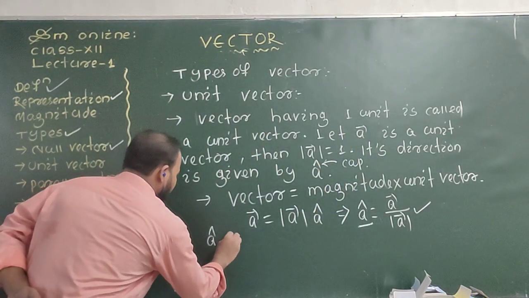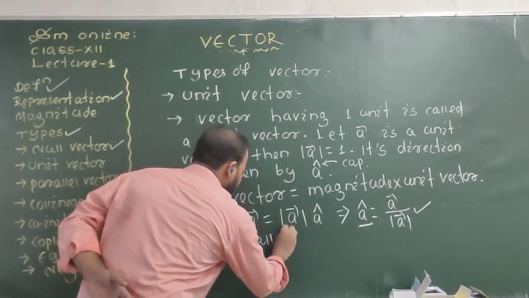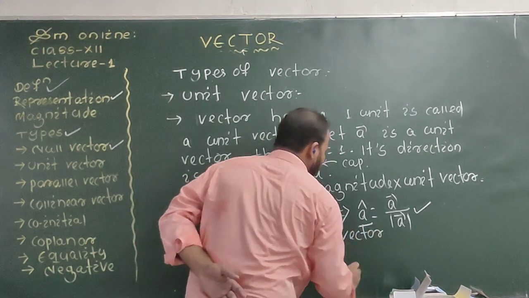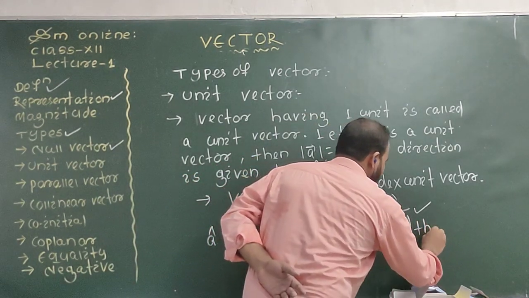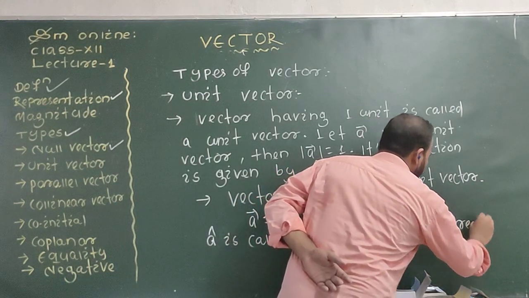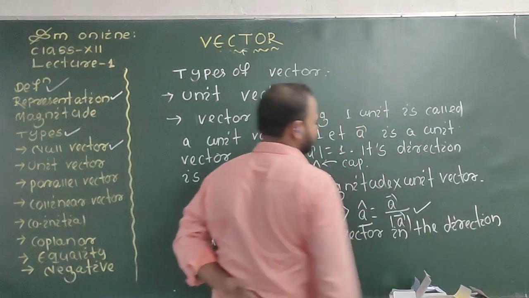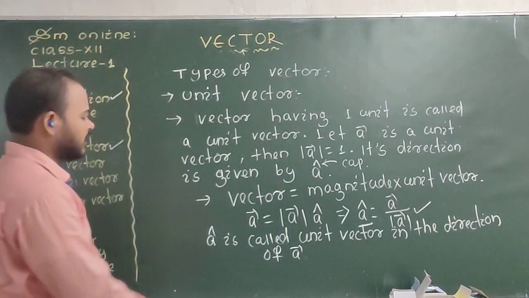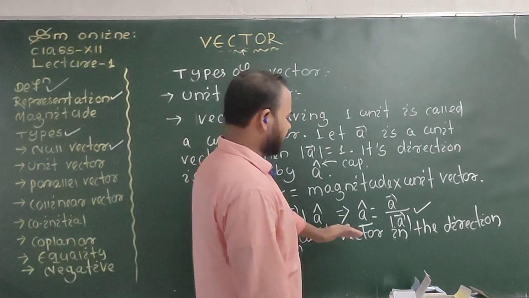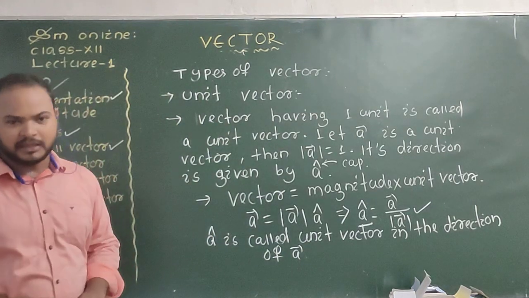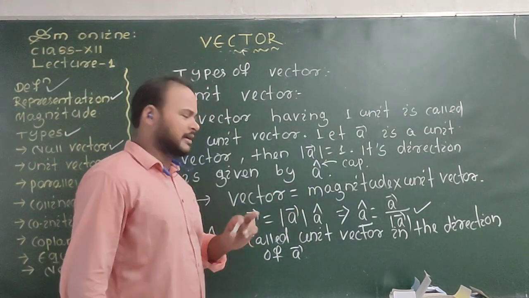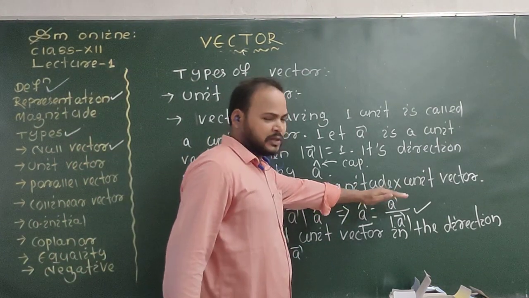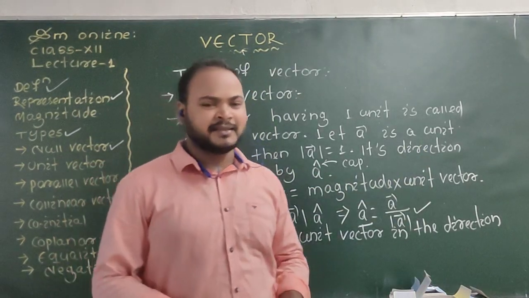A cap is called the unit vector in the direction of vector A, and its magnitude is always 1. Always, a vector is given by the product of its magnitude and its direction, that is, its unit vector.